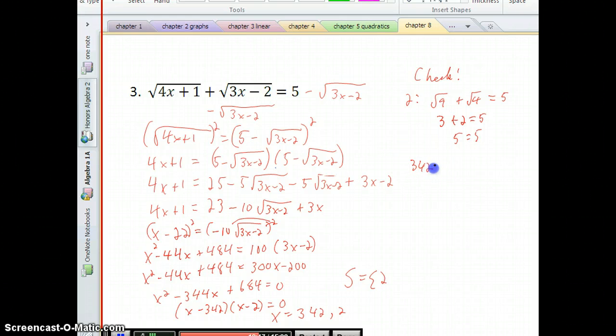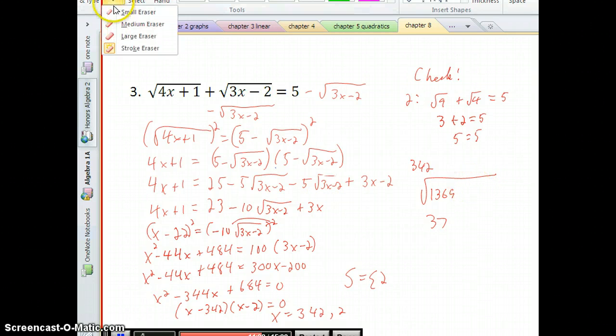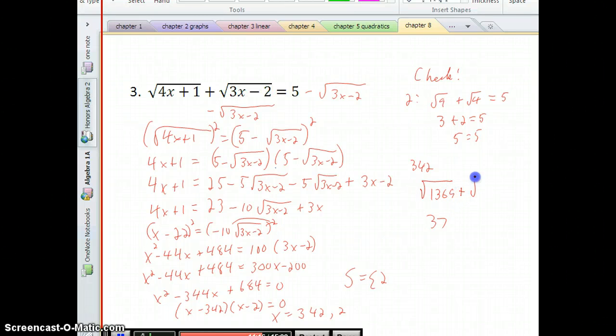Now if we try 342, again, it might be nice to have a calculator handy. So we're going to take 4 times 342, plus 1, which is 1,369. That's the square root of 37. Alright, then we're supposed to be able to add to that the square root of 3 times 342 minus 2, and then that's all supposed to equal 5.